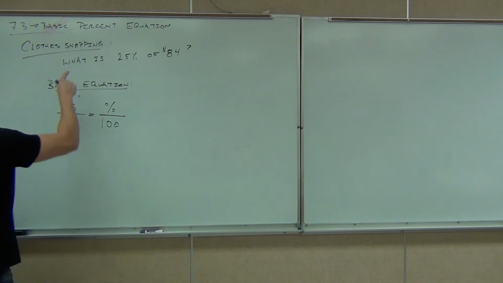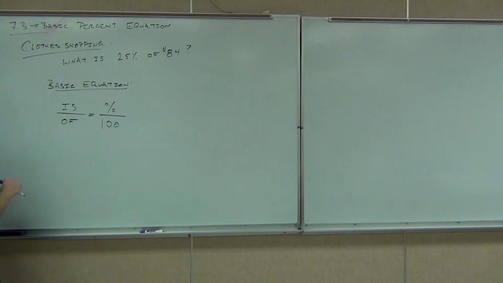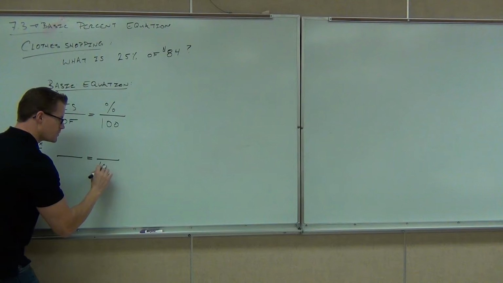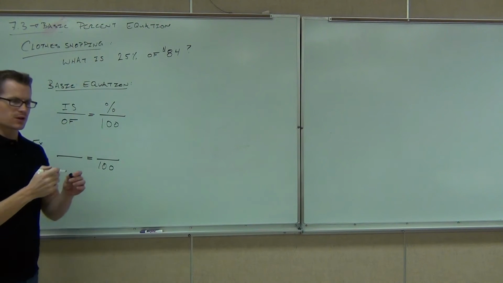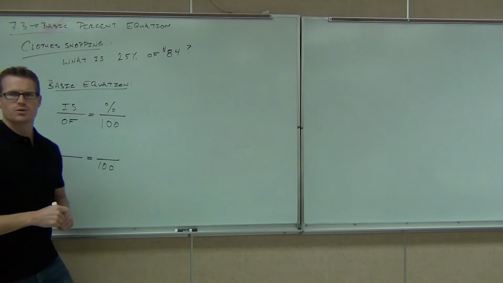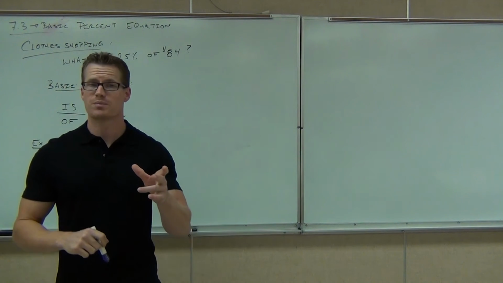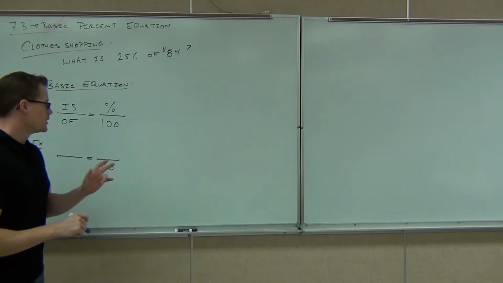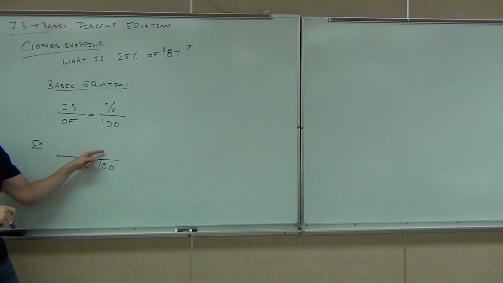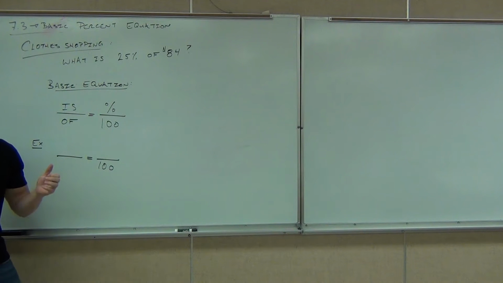So if we go ahead and solve this problem, we're down to what is 25% of 84. That's our example. The 100 is going to be there no matter what, and we've got to fill out the rest of these spots. Let's start with the ones that are actually there. What about the percent? What percent are we given? 25. So right here under the percent, we're going to put 25. If it's 25%, we write the number 25.